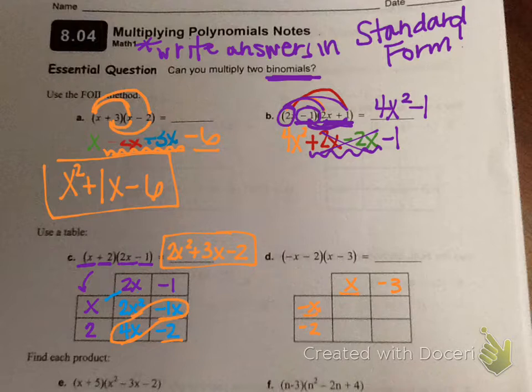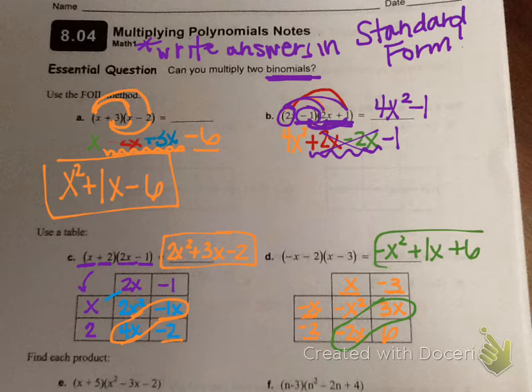X times negative x is negative x squared. X times negative 2 is negative 2x. Negative 3 times negative x is positive 3x. Negative 3 times negative 2 is 6. I want to combine like terms. So I get negative x squared plus 1x plus 6 for this one.